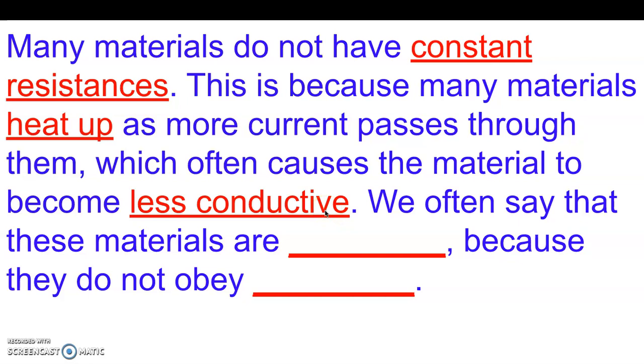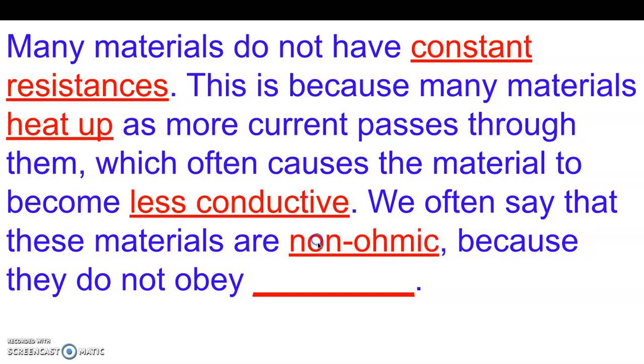An example of this is actually a light bulb. Even though in yesterday's lab, we kind of showed that the light bulb was obeying Ohm's law, most incandescent light bulbs do not obey Ohm's law. That's because the filament, the little wire part that you can see when you look inside the light bulb, as that gets hotter, it conducts electricity less. And so for materials like that, we often say that those materials are non-ohmic, and that's because they do not obey Ohm's law. Again, most light bulbs don't actually obey Ohm's law.